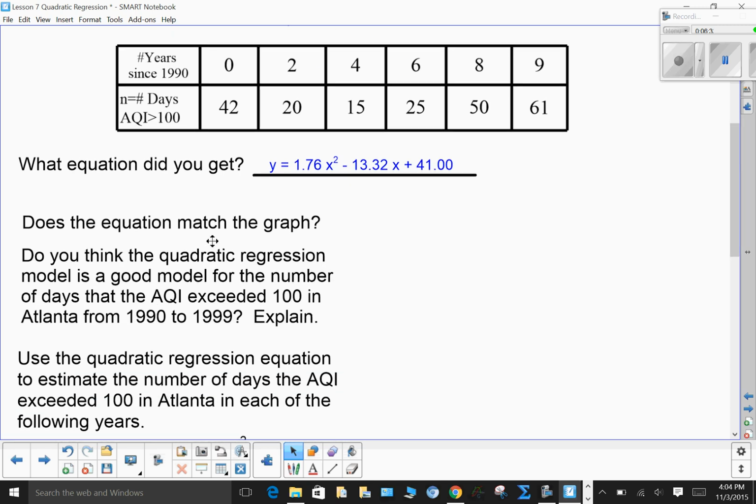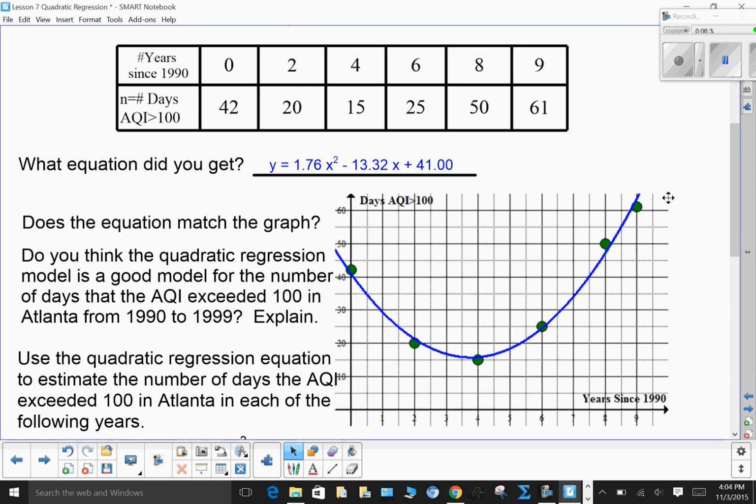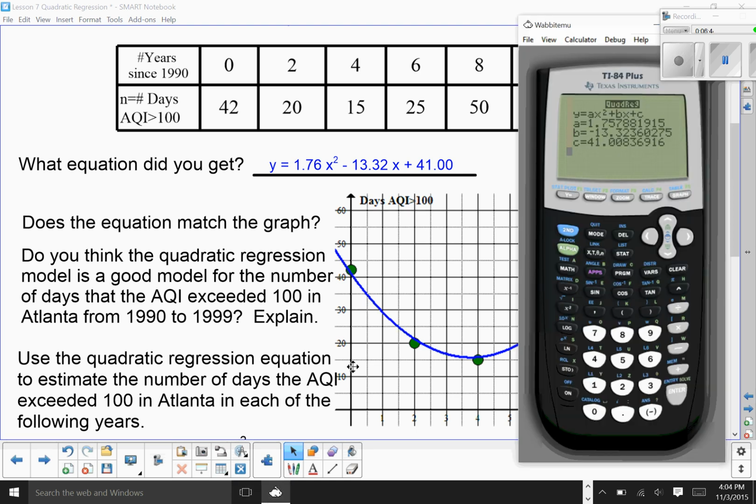Does the equation match the graph? Well, if I graph it, it looks like this. Looks like a good match. Remember, I told you that you wanted to store your equation? Well, if you stored your equation and you hit Zoom, Stat again, you'll actually graph that stored equation. And it does look like a pretty darn good match. All the points seem to be very, very close to the curve.